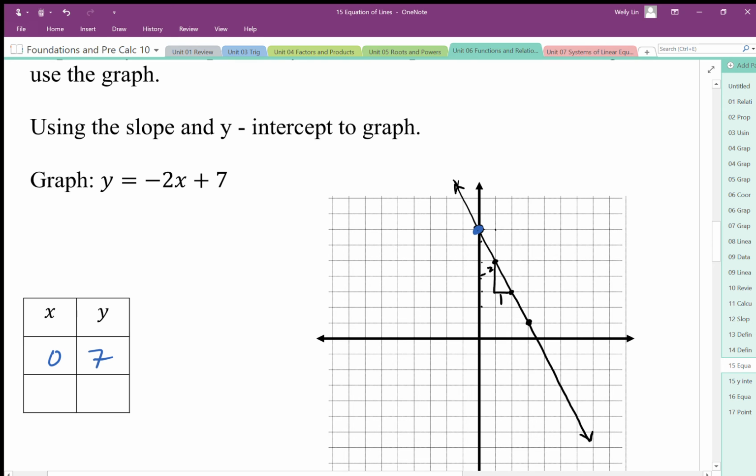Okay, I'm going to put in maybe when x is 4, y is going to be -1. Yeah, that seems to be on the line. This looks all good. Okay, so the points on this graph that I got from the y-intercept and the progression, or the slope, they coincide with the x and y values that I would get on a table.